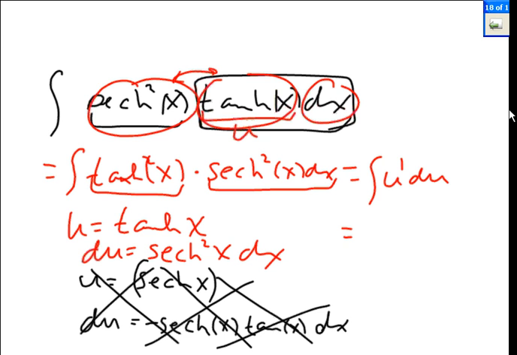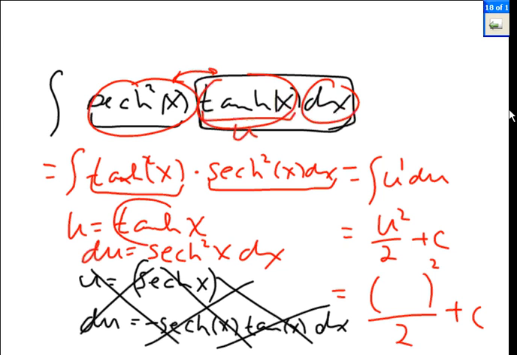Remember, that's u to the 1. So this is just u squared over 2 plus c. Just plug back in what u is. U is hyperbolic tangent of x. Okay? Hyperbolic tangent of x squared over 2 plus c is my answer. Of course, that power 2 can come after the h. Either one would be acceptable.